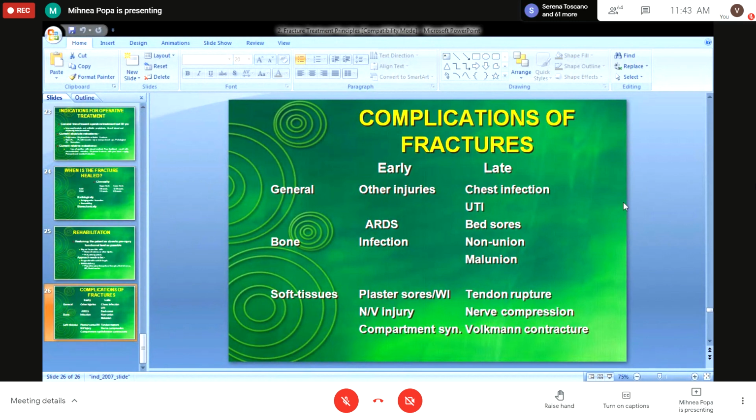And for the soft tissues, different destruction of any soft tissue that is in the region. This is early and late: the rupture of tendons, the compression of nerves through the development of callus, or even Volkmann contracture that comes through a compartment syndrome that is not treated correctly. Okay, so this is the micro course about the treatment. Again, it's not in much detail, but it's just so you can keep in mind some basic information. You will learn about this much more in the next courses.